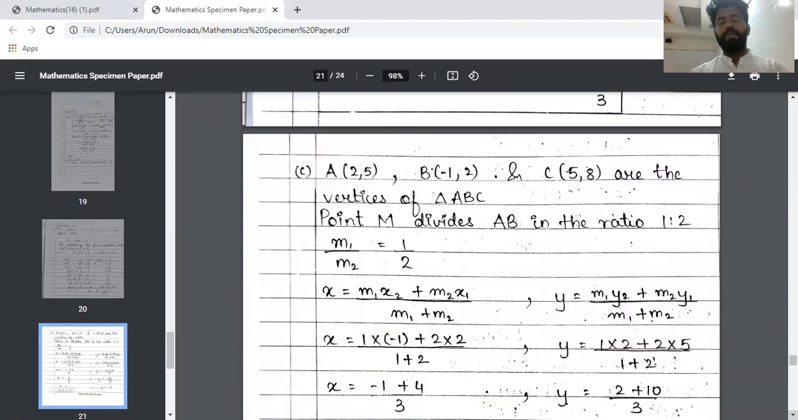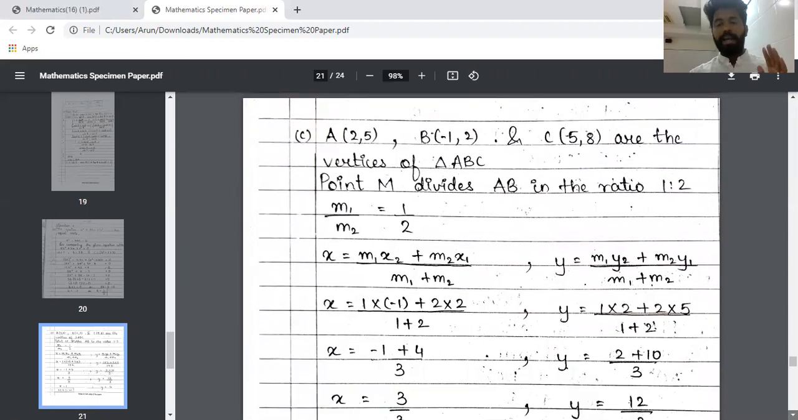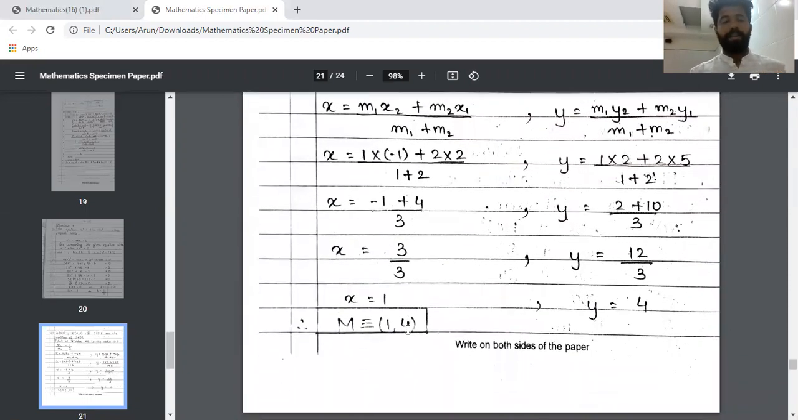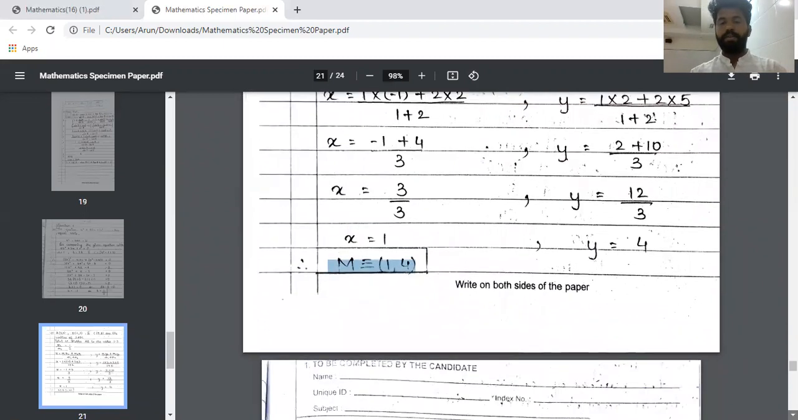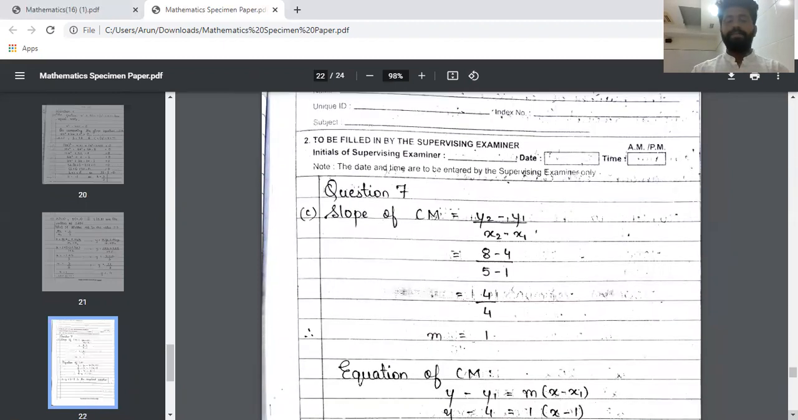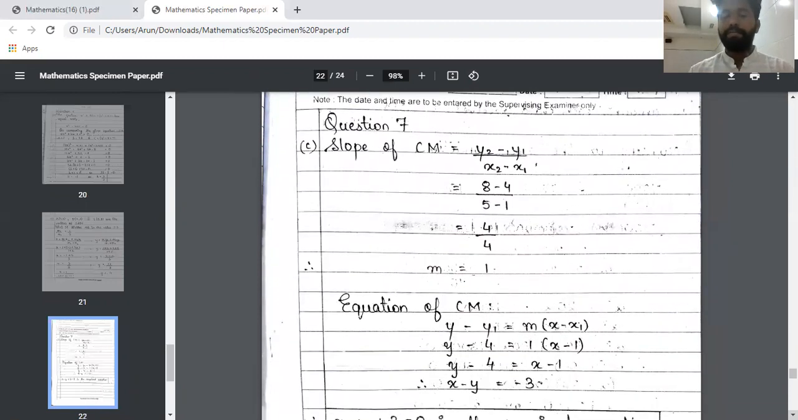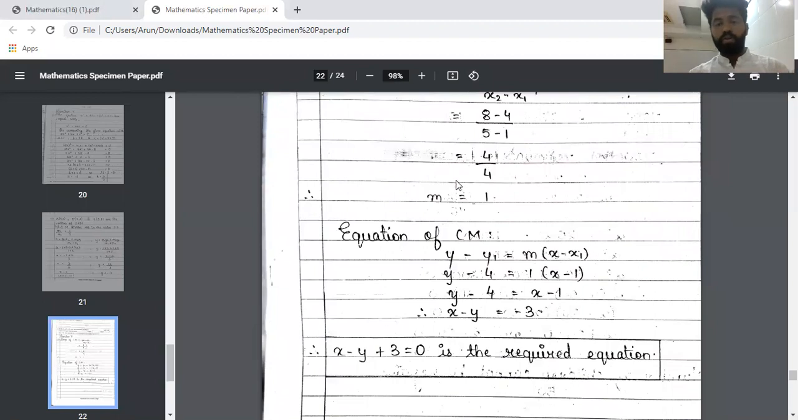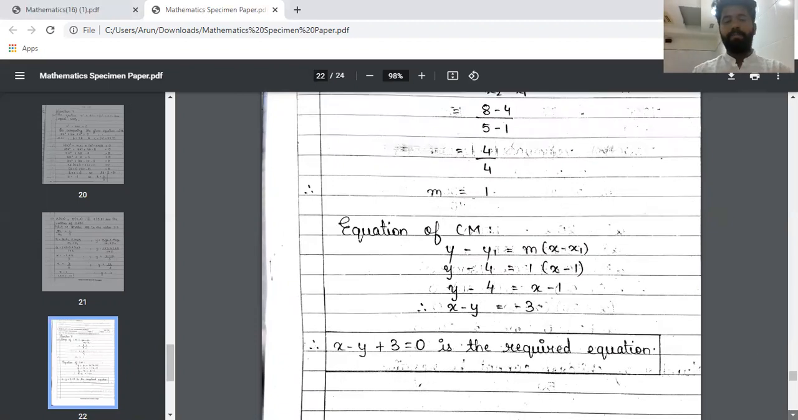Then in the next one, they've used section formula. The ratio has been given to us. So M1 is to M2 is 1 is to 2. They've calculated X and Y separately. And once all the calculations have been done, they've written the coordinates of the point in the final answer as well. So that's there. Then question number 7. They've written the slope. They first calculated the slope using the 2-point form and then substituted the value of the slope and found out the required equation, written that in a box properly.